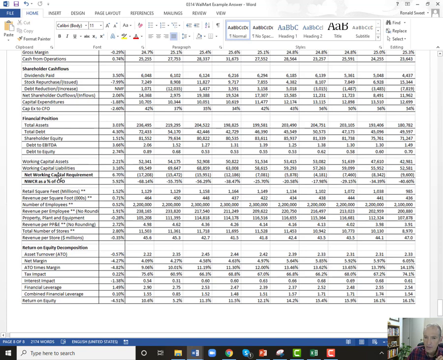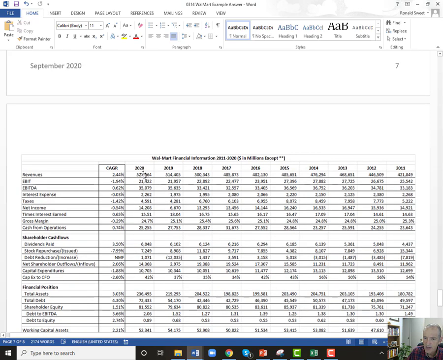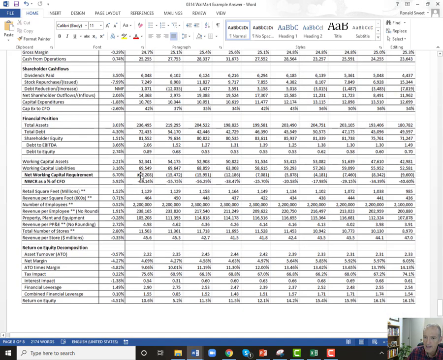But looking at the net working capital requirement to see if it's a source or a use, you don't look at the growth rate. You look at the actual dollars in the last dollar column, 2020 or 2019. If that is a negative number, then your working capital requirement is a source of cash. If that's a positive number, it is a use of cash. For Walmart, it's a source of cash because, and this is the hardest part, get this in your notes as best as you can. If it's a source, that's good.